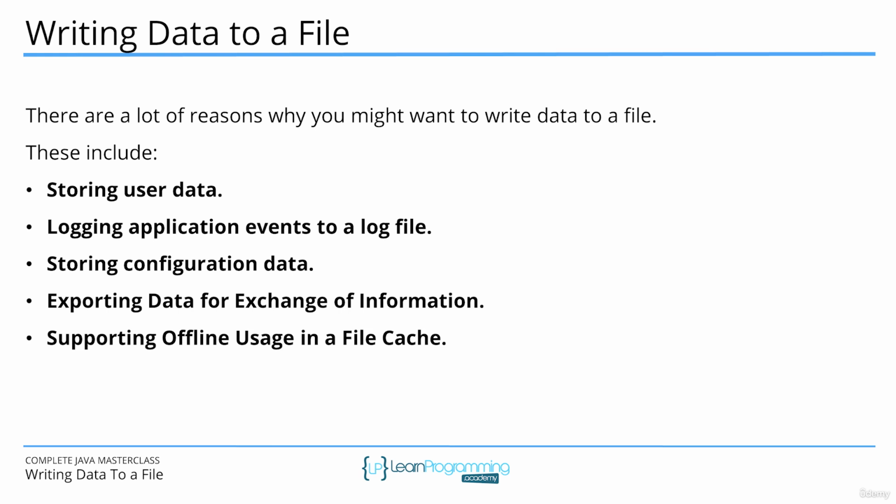Supporting offline usage in a file cache. Temporary storage in a file is one way to improve application performance. If the data is needed again, it can be loaded from the file instead of fetching it from a remote source or recomputing it. Likewise, data can be stored in a file if a user is working remotely. When they get reconnected to the server again, this data can be uploaded at that time. Generating file products. These products might include reports, invoices, or documents as needed by users.